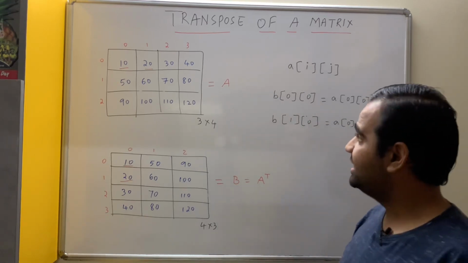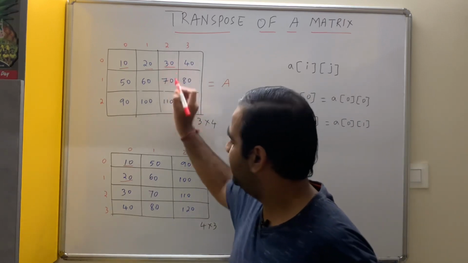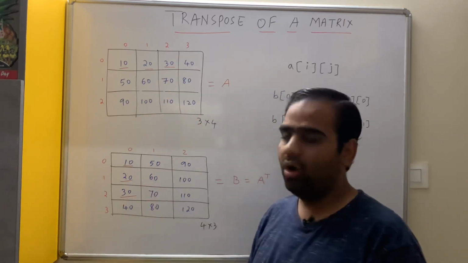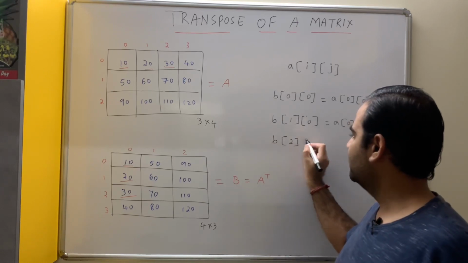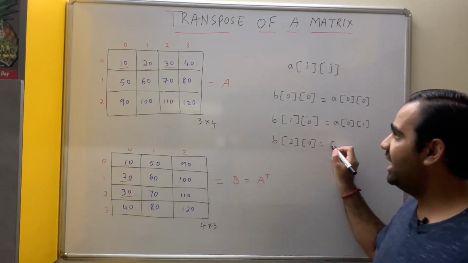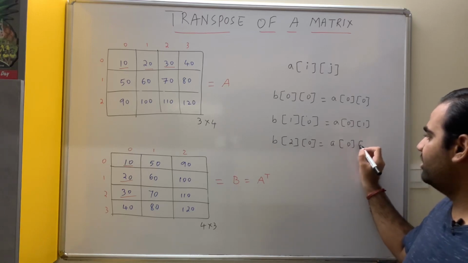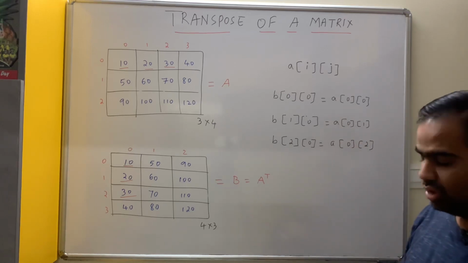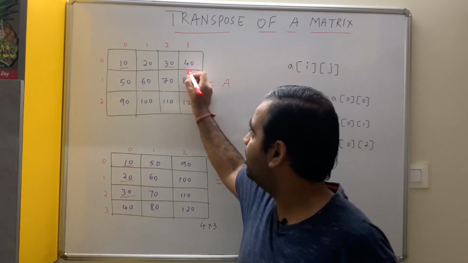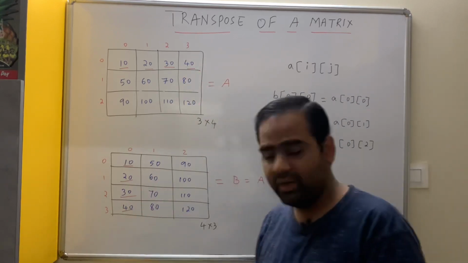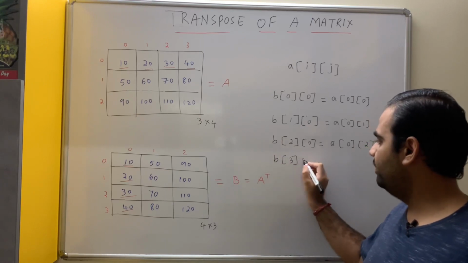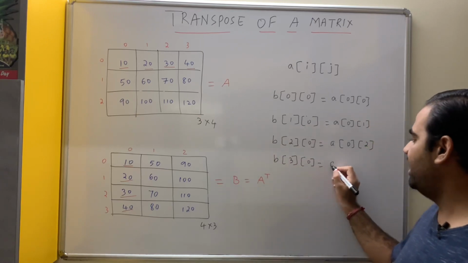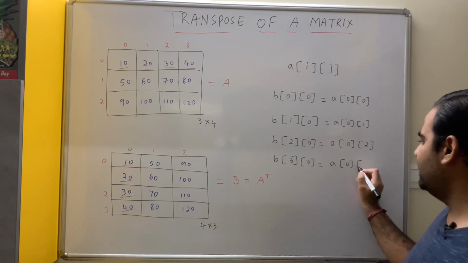Now, what is the next thing that we do? We take this 30 and write it at B of 2, 0. Hence, B of 2, 0 gets the value of A of 0, 2. What is the next thing over here? We take this 40 and write it over here. What does it mean? At B of 3, 0, we write A of 0, 3.